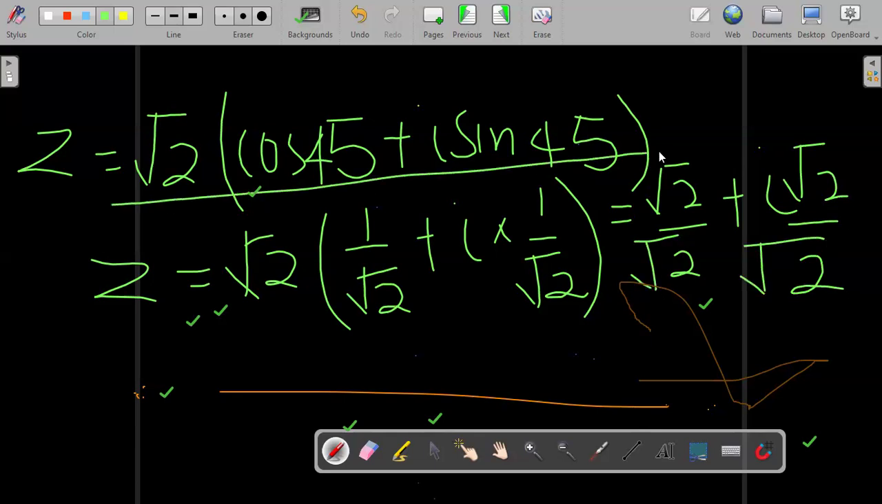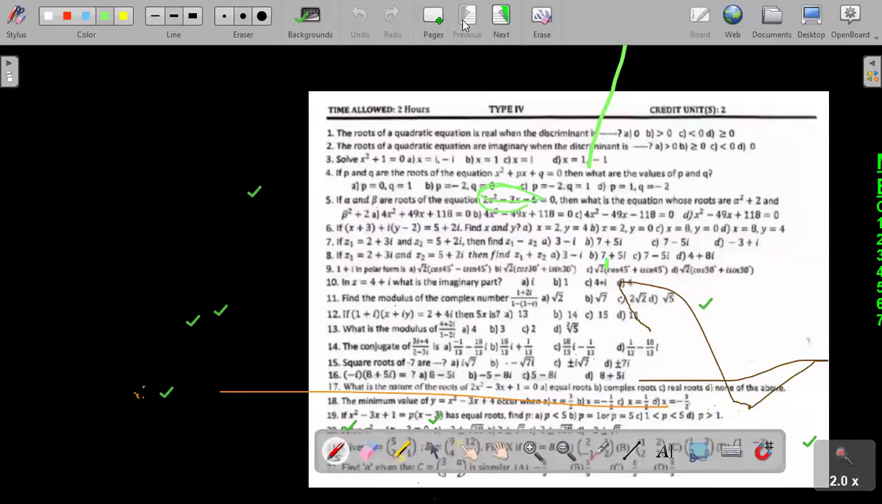Unless they leave the answer in this form, fine. But if they leave it in this form, you can decide to simplify it further. Let's check which form the answer was left. They left it in polar form, which is root 2 bracket cos 45 plus I sine 45, which is option C. That satisfies option C.